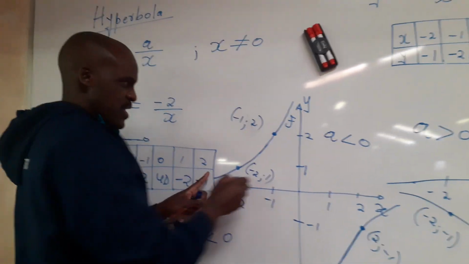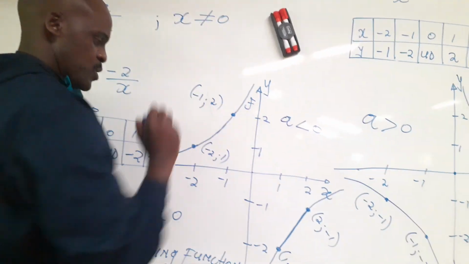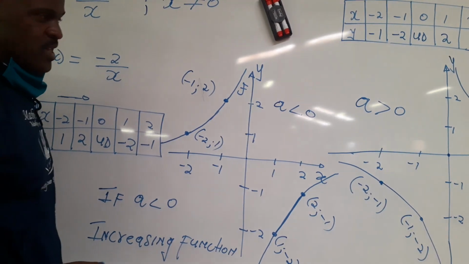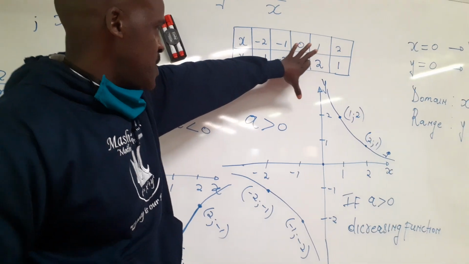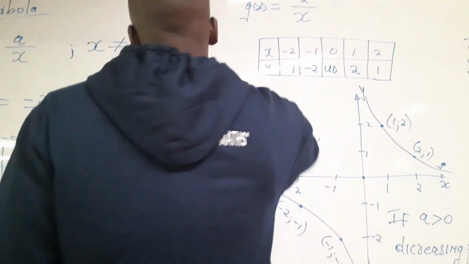Here, this is an increasing function. As x increases, y is also increasing. So if they are both increasing, we call it an increasing function. But if x is increasing, whereas y is decreasing, that would be a decreasing function.